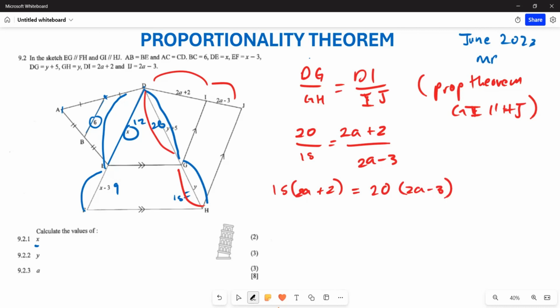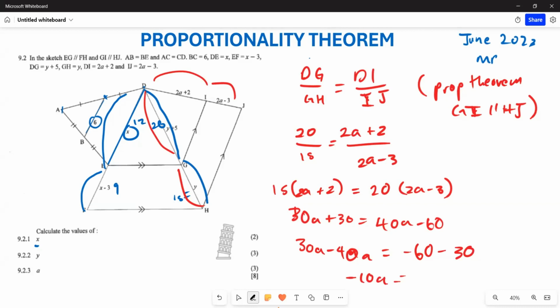Then this is going to be the same as what? When you multiply, this is going to be the same as 30a plus 30 is equal to 40a minus 60. Then when you group that, what is it that you're going to do? This is the same as 30a subtract 40a, which is going to be equal to negative 60 minus 30. What is it that you're going to have? Negative 10a is going to be equal to negative 90, divided by negative 10 divided by negative 10, which means your a is going to be given by 9 altogether.